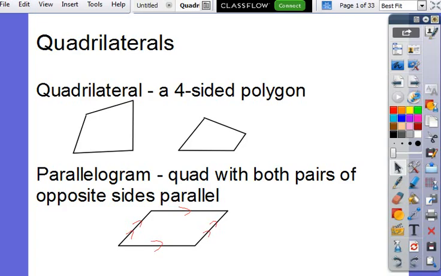For quadrilaterals, we know it has four sides. Start with parallelogram. Remember the arrows mean parallel, so if you ever see arrows on lines, it's saying those lines are parallel. The characteristics of the parallelogram that you need to know are these here.